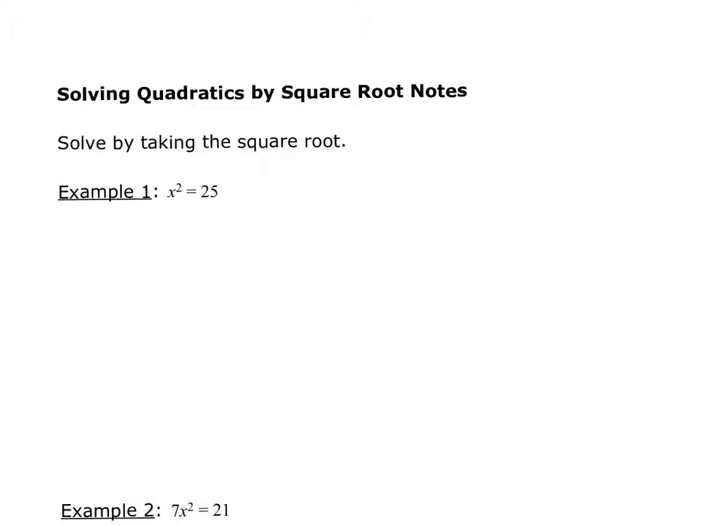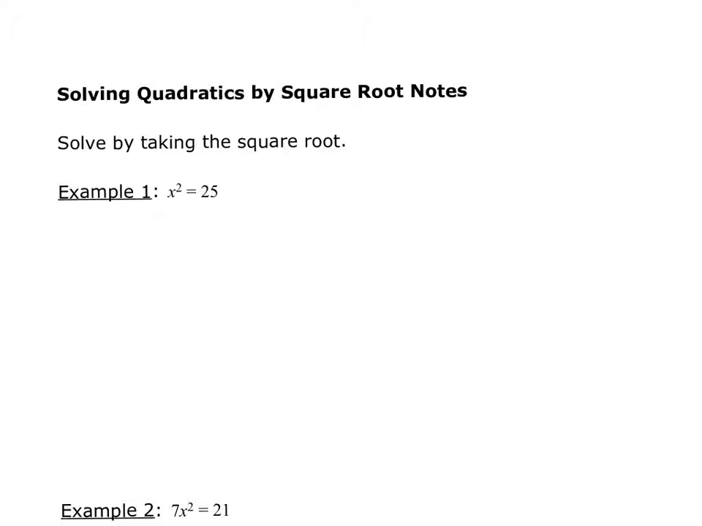So, I'm going to start over. Last week we talked about solving quadratics by graphing and by factoring. Today we're going to solve by taking square roots. The thing about solving by taking square roots is our b value has to be 0.